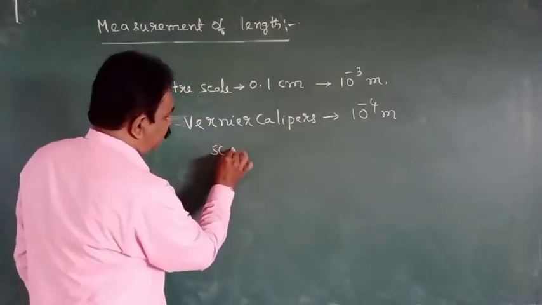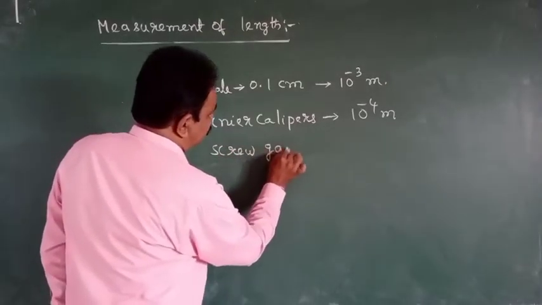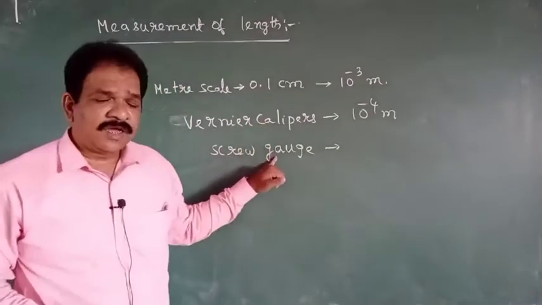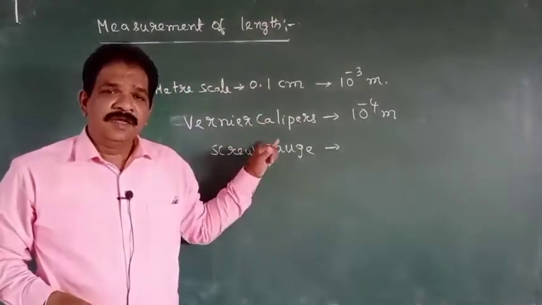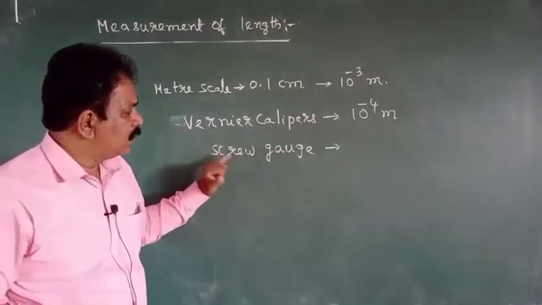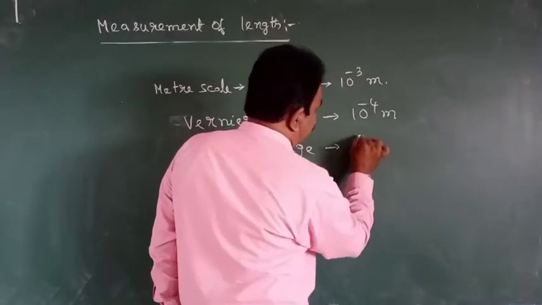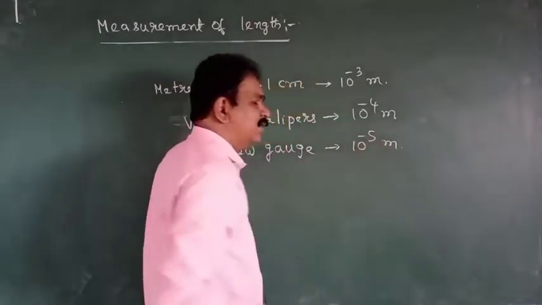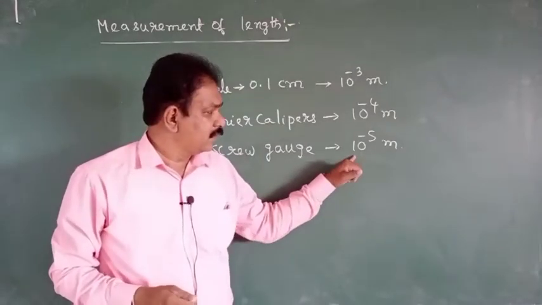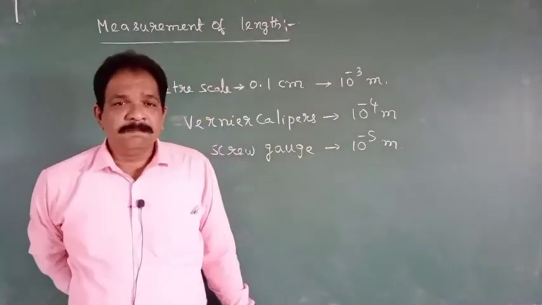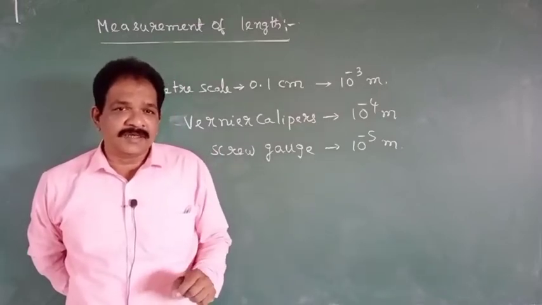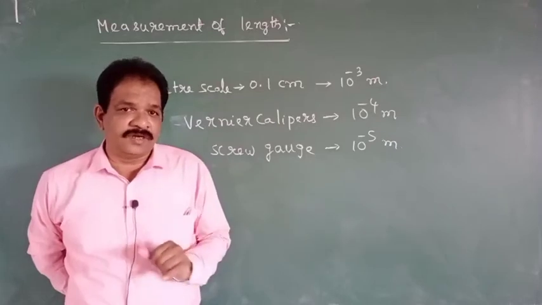If you use a screw gauge, all these will come for you in the practicals, or they may come in the earlier classes also. Using a screw gauge, we can measure a minimum value of 10 power minus 5 meter, 0.01 millimeter. Understood? All these are called the least count of that device.